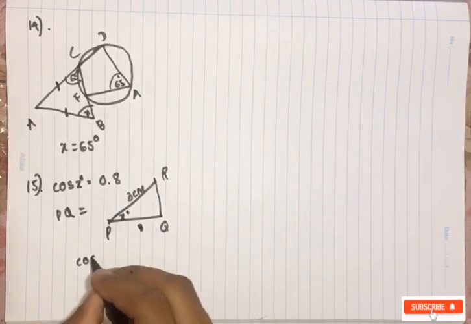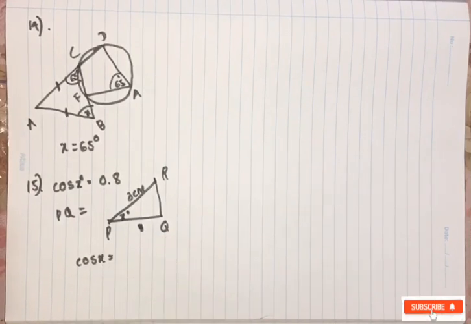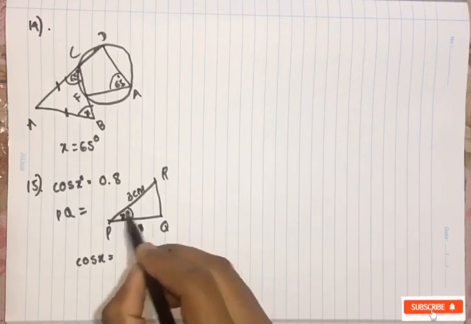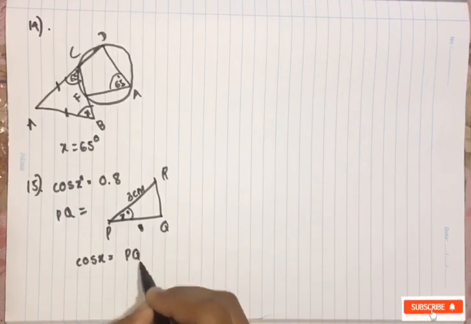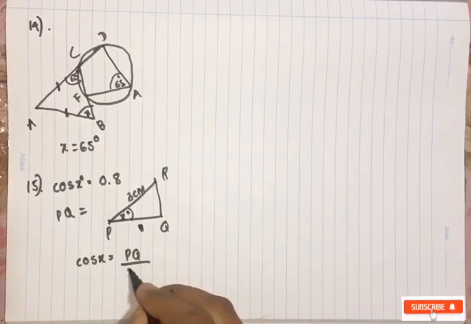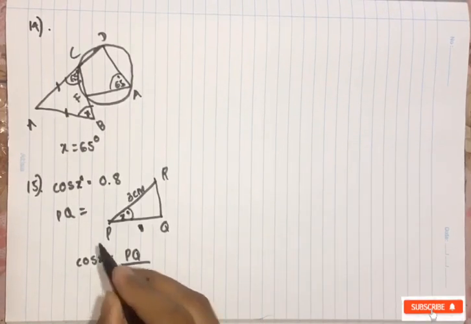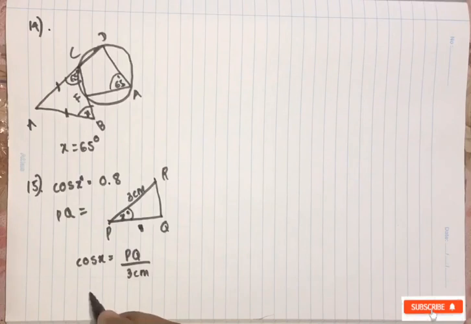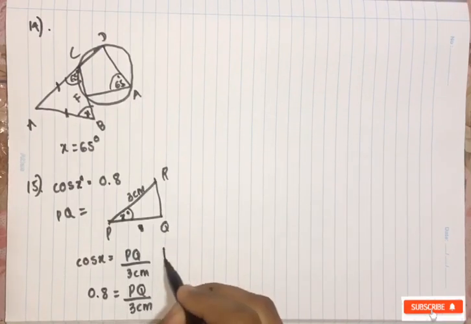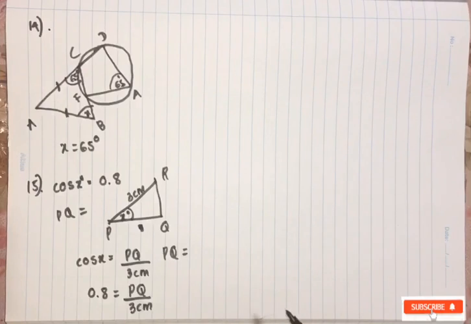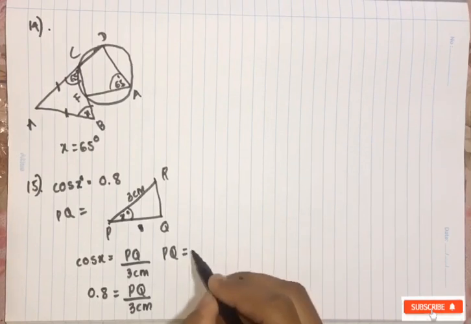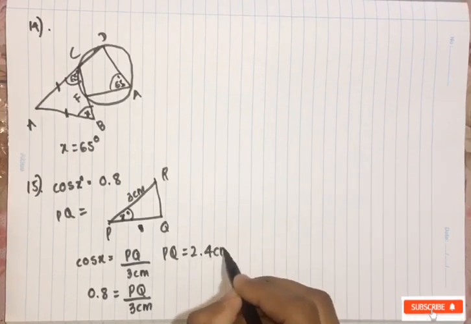Take cos x. Cos is equal to adjacent over hypotenuse. So what is the adjacent side? PQ over hypotenuse, which is 3 centimeters. The value of cos x is given, that is 0.8. 0.8 is equal to PQ over 3 centimeters. Therefore finally PQ is equal to 0.8 multiplied by 3, that is equal to 2.4 centimeters.